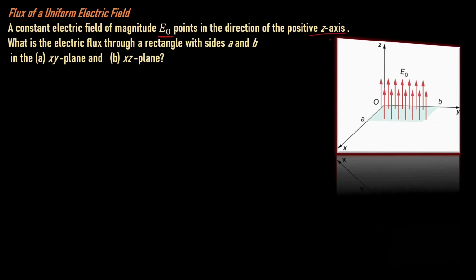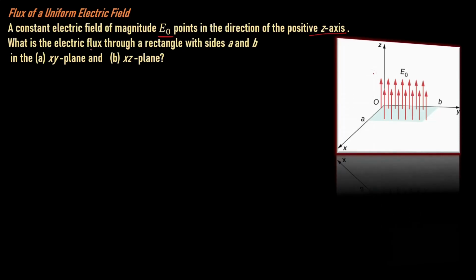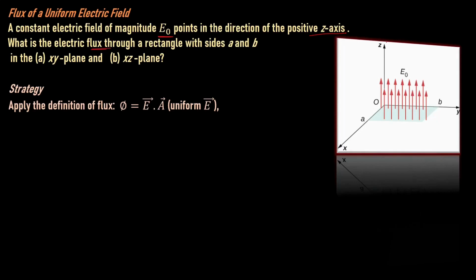So our first strategy is to look at the figure very carefully, and we have to find the electric flux. That means in order to know the electric flux, we must know the direction of electric field and the direction of the area vector. These are the two important key points we have to keep in mind. According to our figure, here the electric field is E naught and its direction is along the positive z axis. So this is to be taken as fixed. That is our first strategy.